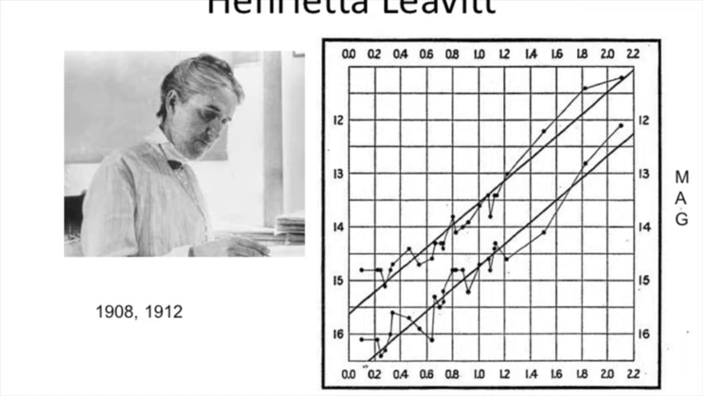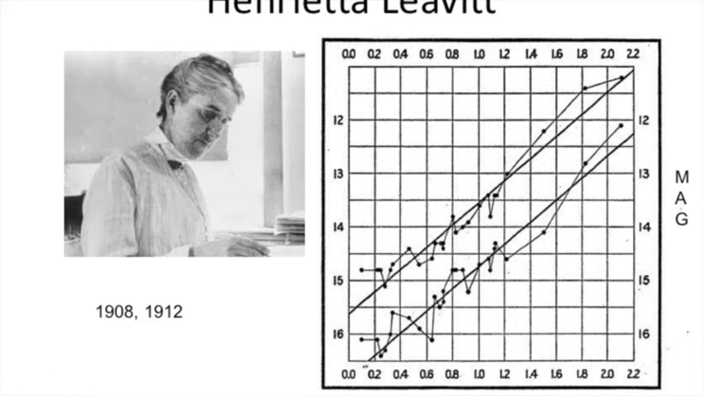And at first, however, there are not periods for most of these. She finds something like 1,700 variables in the Large Magellanic Cloud. But getting enough data to get periods for them is quite a struggle, particularly when you realize this is before the days of even hand calculators. Some of these people work with logarithm tables and doing period searches. This is not an easy task.